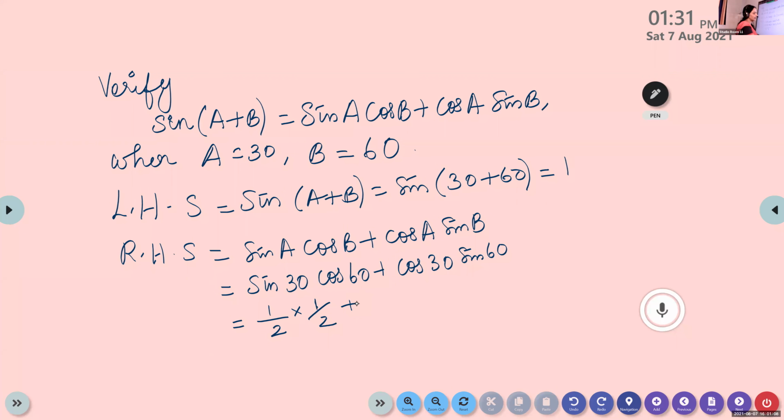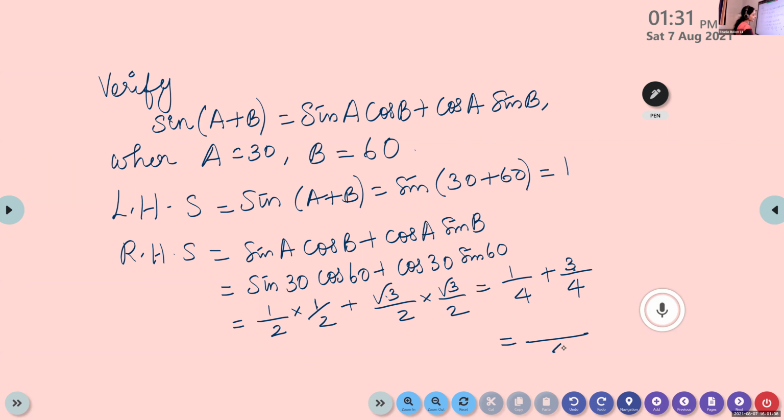What is cos 30? Haya, the value of cos 30. Root 3 by 2. And what about sine 60? That is also root 3 by 2. So we get 1 by 4 plus, what is root 3 into root 3? Root 3 into root 3 is 3 by 4.